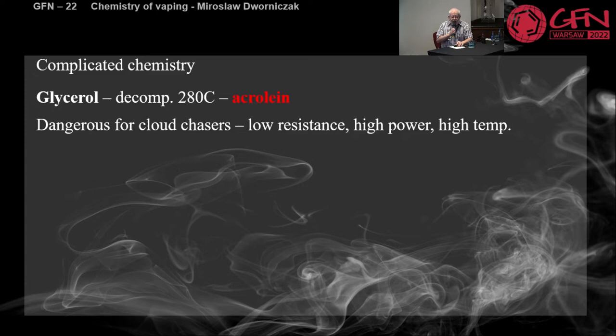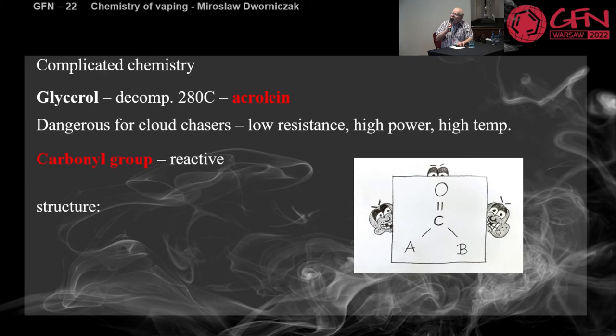So there is decomposition of many ingredients in e-liquid. Acrolein, also acetoin, acetylpropionyl, diacetyl, they all contain a carbonyl group. Carbonyl group: carbon atom, oxygen atom, double bond. So compounds containing a carbonyl group are bad guys. As you can see, three bad guys depicted by my daughter.